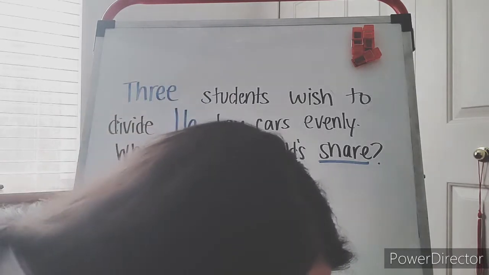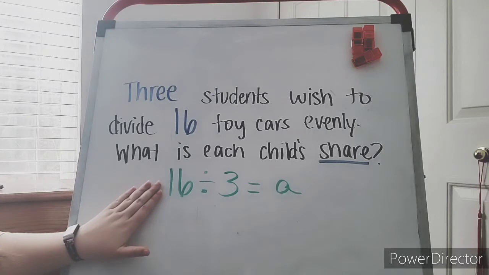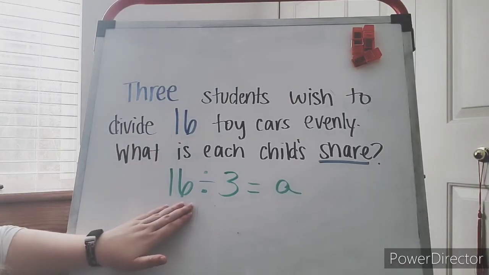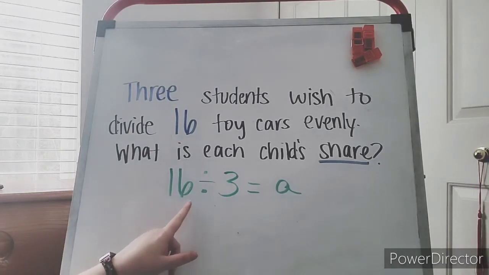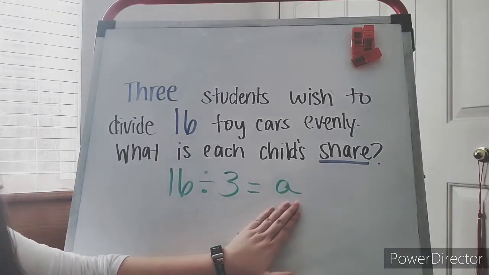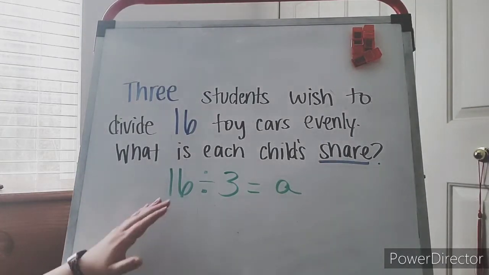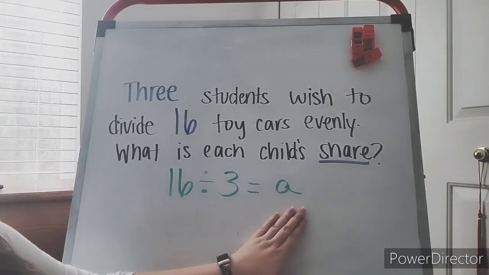So the first thing we always do is write our number model, right? So the number model is 16 toy cars. We're going to divide 16 toy cars up to 3 students, and then we're going to get our quotient. I don't know it yet, so I'm going to put an unknown there, which is A. So 16 divided by 3 equals A.